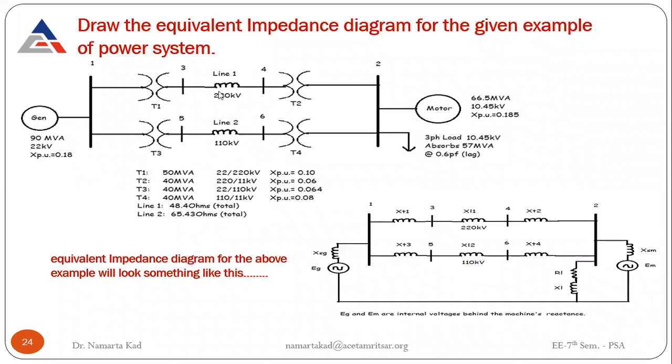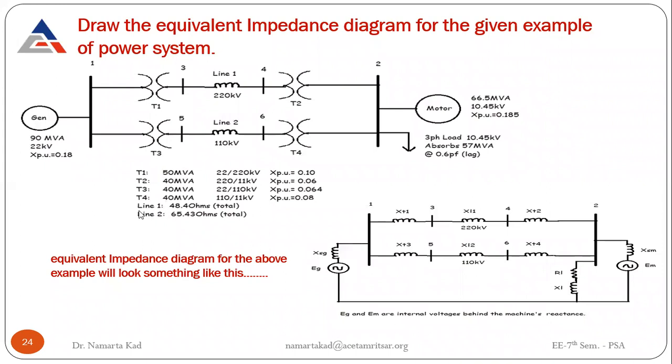So the transmission lines are 220 and 110, and the primary of T2 is 220 kV and the primary of T4 is 110 kV. But the outputs of these two transformers, T2 and T4, is 11 kV. Again step down transformers are there, and that 11 kV is fed to this motor load and three phase load, which works on 10.45 kV and 10.45 kV. So these are the ratings.